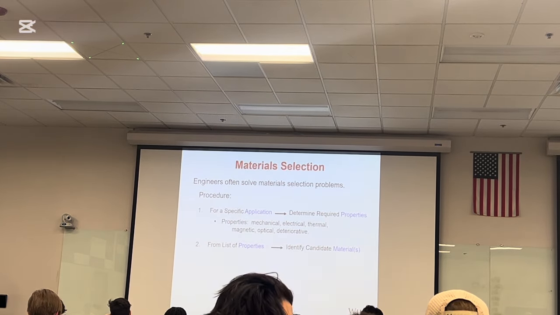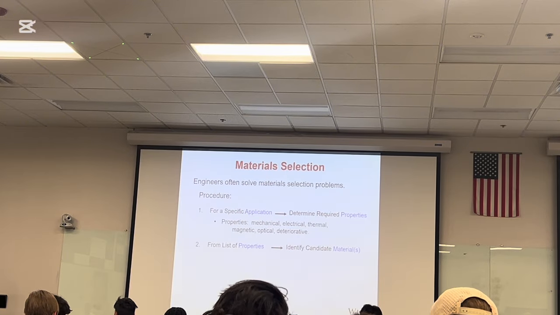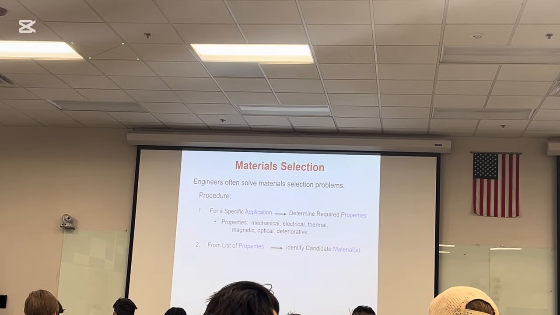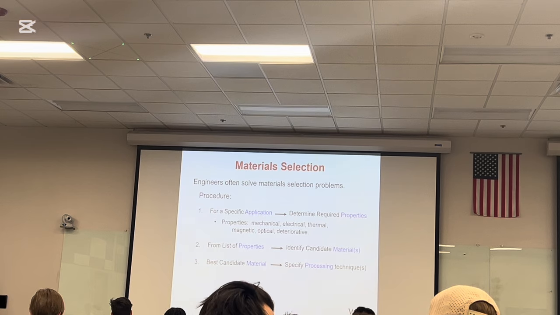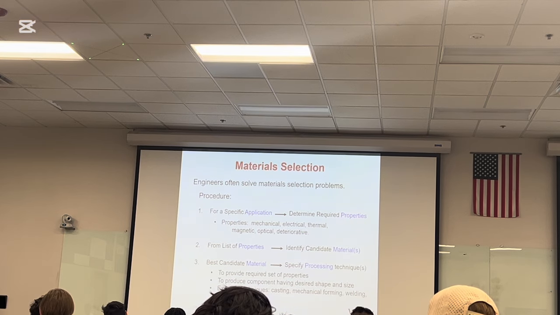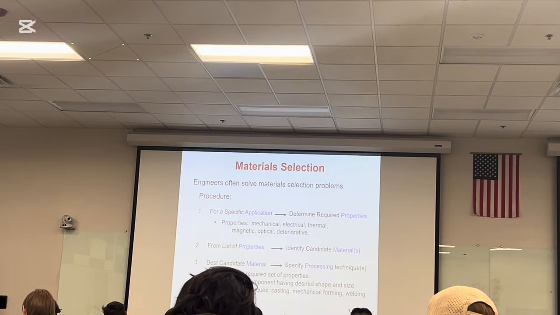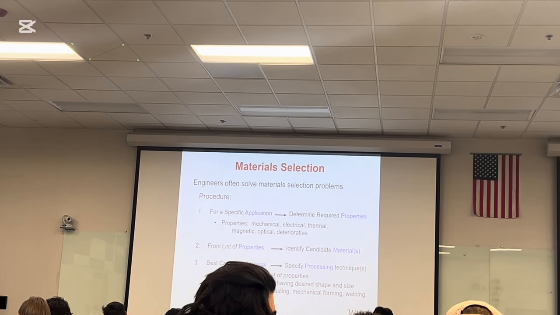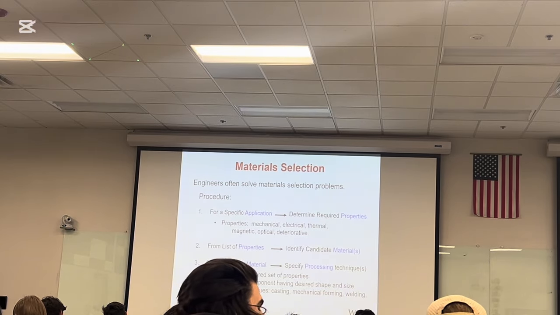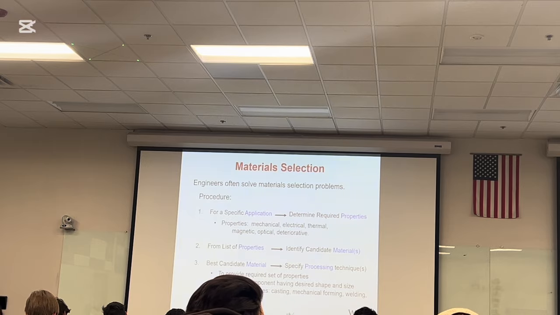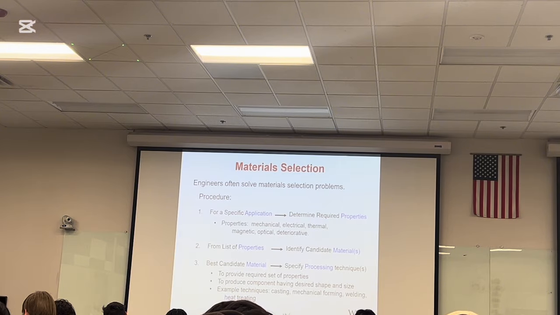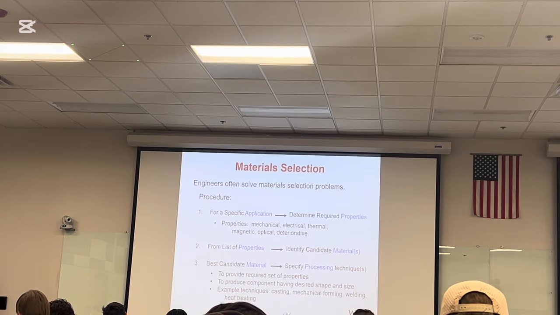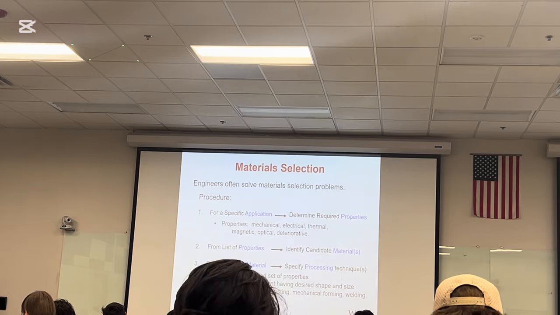Right, correct. Once you know what the best candidate is for the thing that you're trying to build, you would then specify your processing techniques to actually make it. And I believe the gentleman here mentioned that you would consider things like cost, how easy it is to fabricate, and what technique you are going to use to form this material, for example casting, mechanical forming, etc.